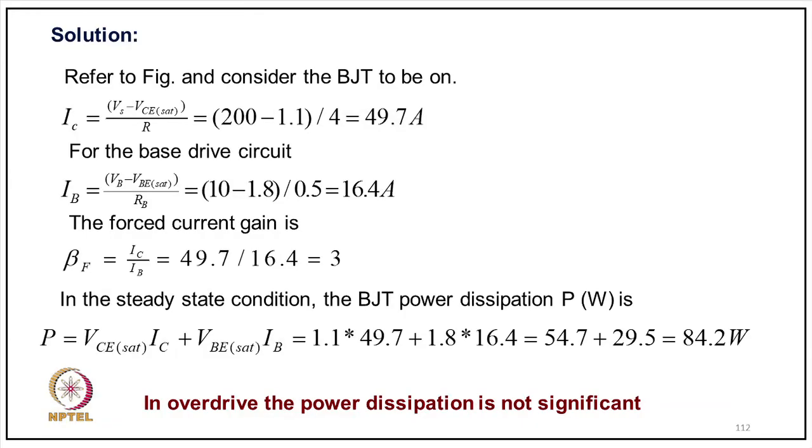Referring to the figure, we can say IC equals Vs minus VCE by R; putting the value, 200 minus 1.1 divided by 4, it comes 49.7 ampere. For the base drive, IB equals VB minus VBE divided by RB, so it is 16.4. So you can find out the forced current gain, beta F equals IC upon IB, that is 49.7 divided by 16.4, that is 3. In the steady state condition, the BJT power dissipation is P equal to VCE IC plus VBE IB; putting the value, it comes 84.2 watt, and with the overdrive, the power dissipation is not significant.